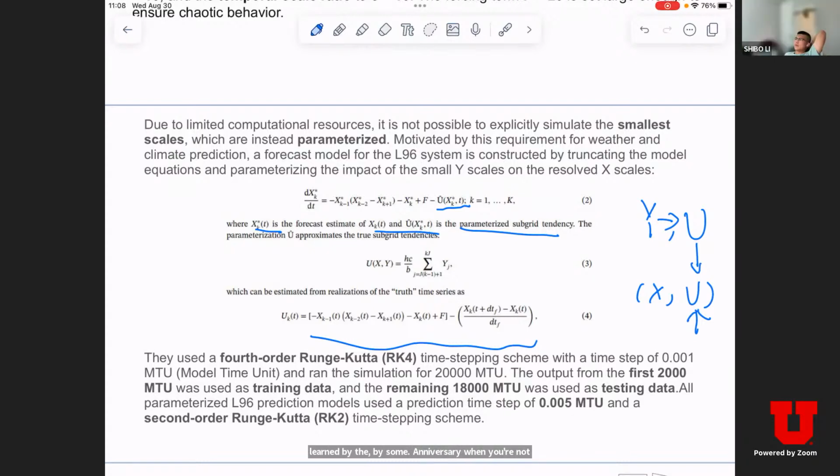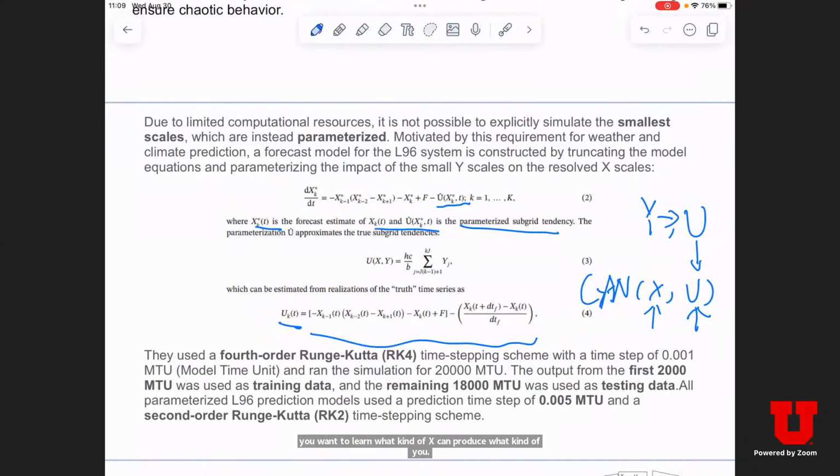Is that true? Yes, because GANs want to learn the mapping between X and U, where U was computed by this equation. They want to learn what kind of X can produce what kind of U. Does that make sense? So he wants to use another way to compute the prediction.